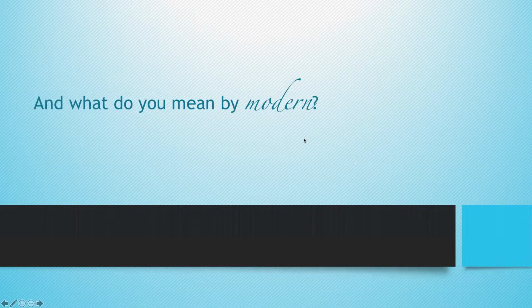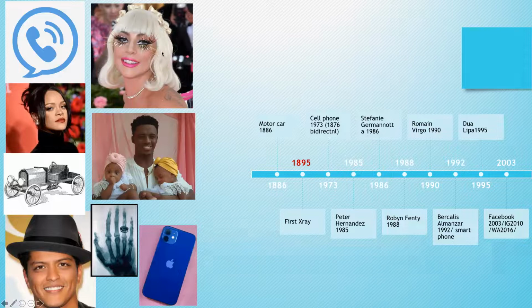So what do you mean by modern? Do you think any of these people are modern, or do you think they're old time and outmoded? The motor car came from 1886, and the smartphone, where was the smartphone? 1992. You know who Stephanie Germanotta is? That's Lady Gaga, and Robin Fenty, and Peter Hernandez, Bruno Mars. Here's the X-ray there. So modern is actually what you define it as.